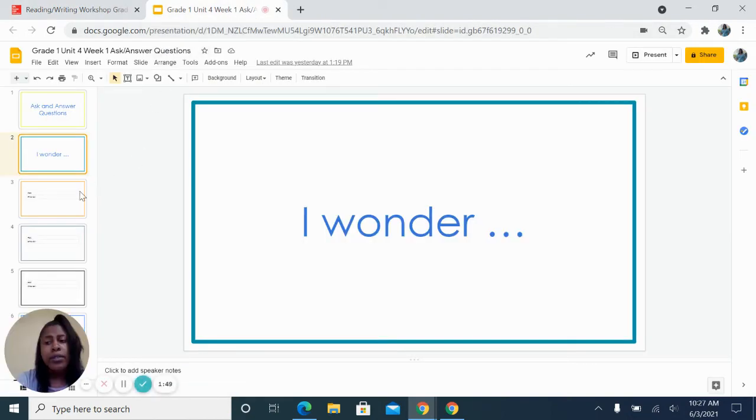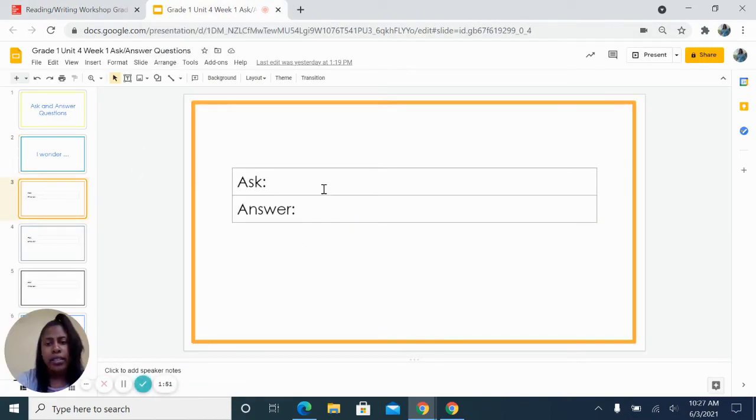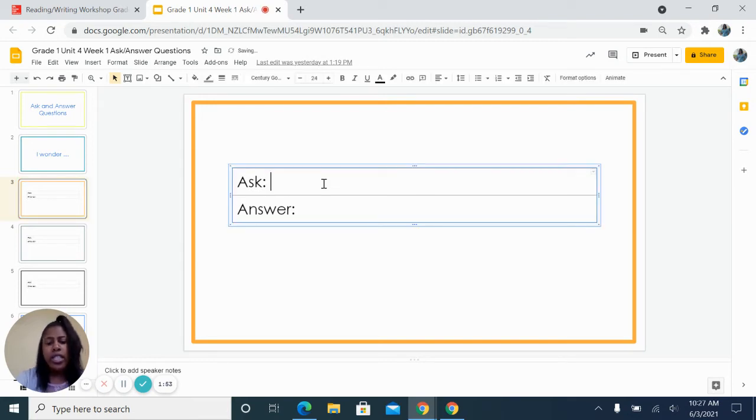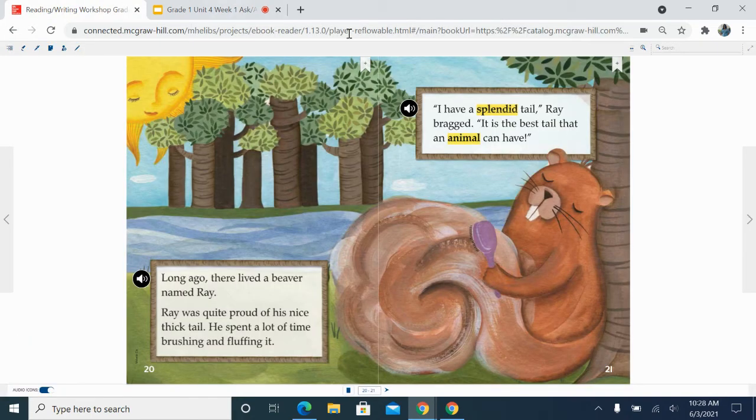Today, I want you to follow along with me. The question is, I wonder what will happen to Ray's tail. As we read our story, I'm sure we will find out. Let's flip over to the next page.